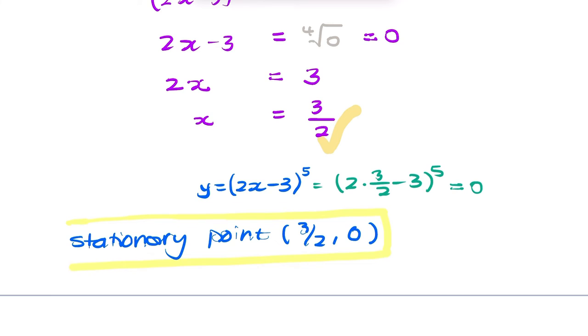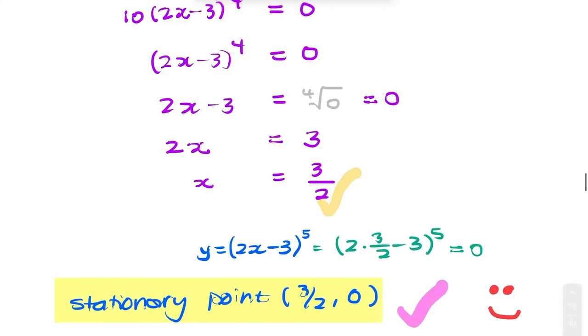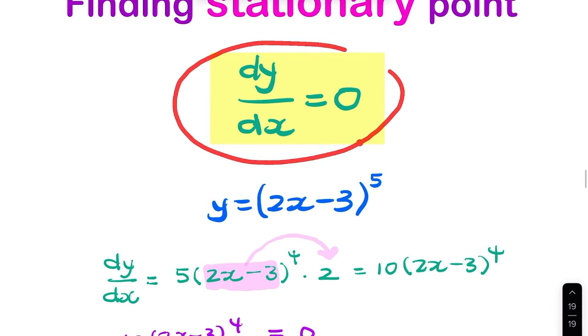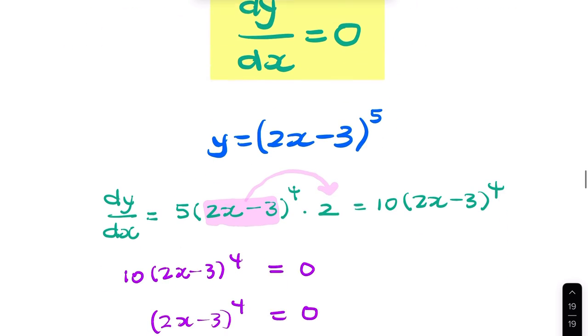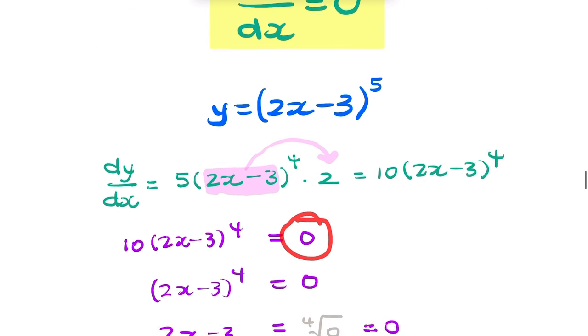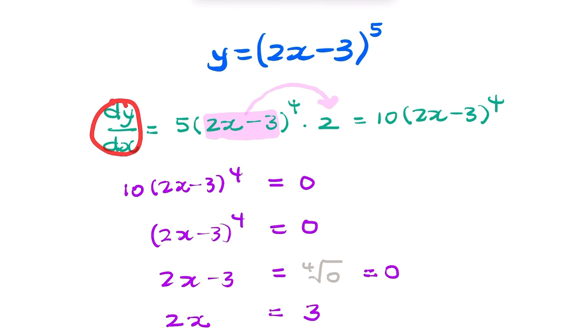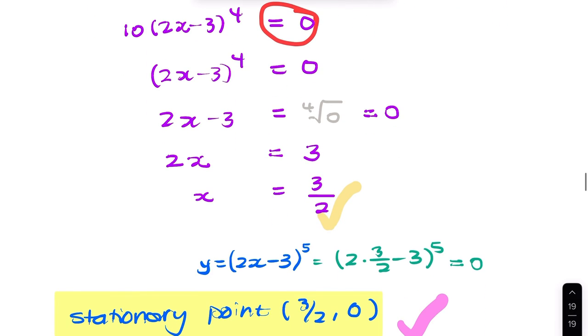If the question was find the coordinates of the stationary points, if it didn't ask you to find the nature of the turning point or anything like that, that would be all you need. So the trick is to differentiate and then set the derivative equal to 0 and then solve for x. So we find dy by dx, set it equal to 0, and then solve to find x. Once we found x, you can then put that x into the expression for y so that you can find the y coordinate.